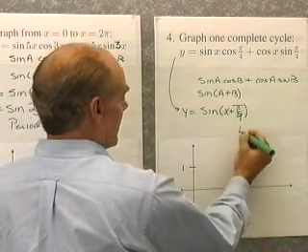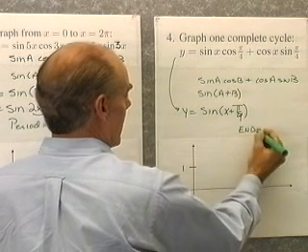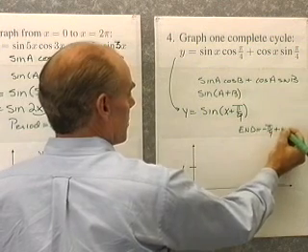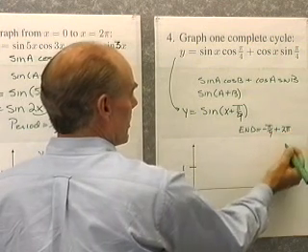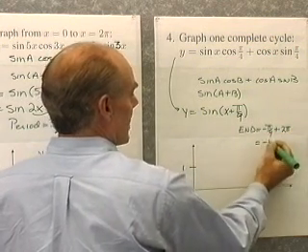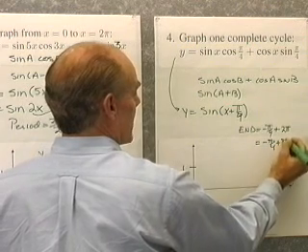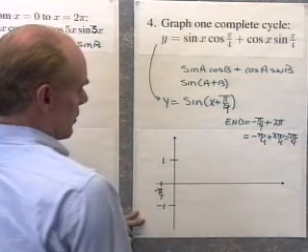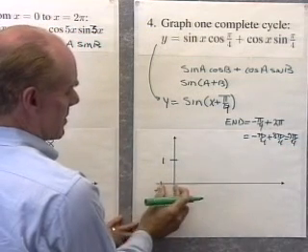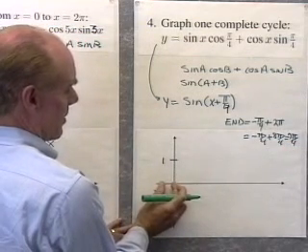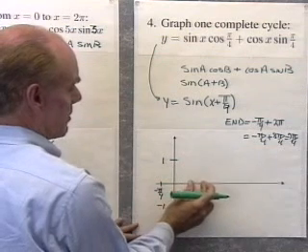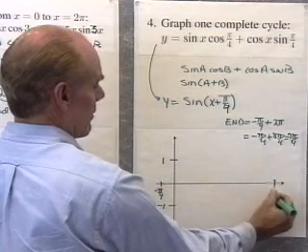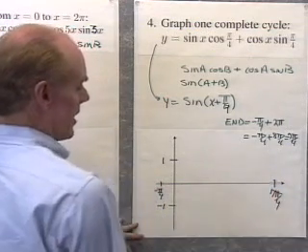Now it's going to end at the phase shift, which is negative pi over 4, plus one complete cycle, or the period, which is 2 pi. So that's negative pi over 4 plus 8 pi over 4, which is 7 pi over 4. So the curve's going to end at 7 pi over 4. Let's just get this sort of proportional. There's 1 pi over 4, so 1, 2, 3, 4, 5, 6, 7. So I'll put 7 pi over 4. Right here is the ending point.